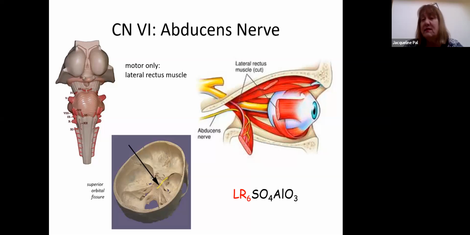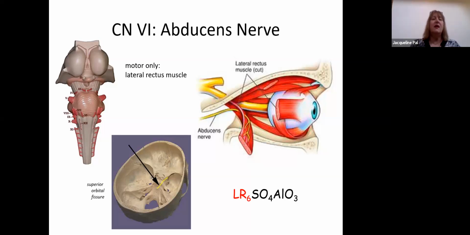And so LR6 means the lateral rectus is innervated by the sixth cranial nerve, which is the abducens. SO4 means the superior oblique is innervated by the fourth cranial nerve, which is the trochlear. And AO3 means all the others, those other four, which are the superior and inferior rectus, the medial rectus, and the inferior oblique. All four of those are innervated by the third cranial nerve, which is the oculomotor nerve.